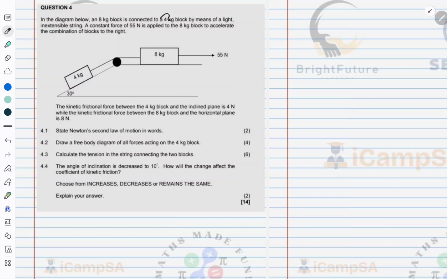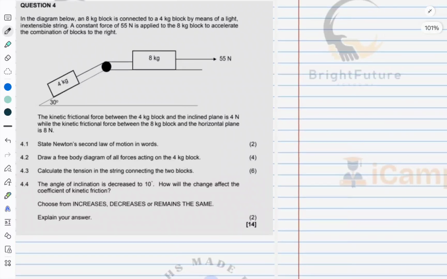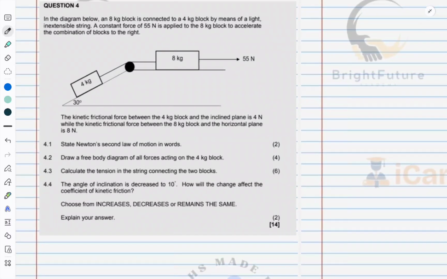So now we have a constant force of 55 newtons being applied to the 8 kilogram block, causing it to accelerate. So when this 55 newton force is being applied, the blocks both accelerate to the right. Okay, so we have that piece of information now, and then it continues.